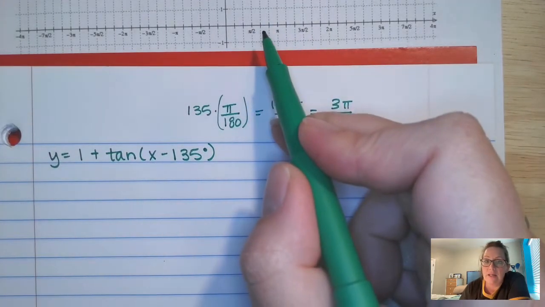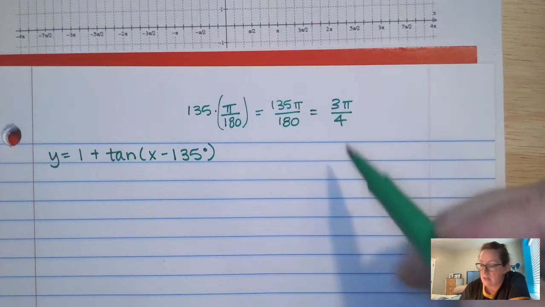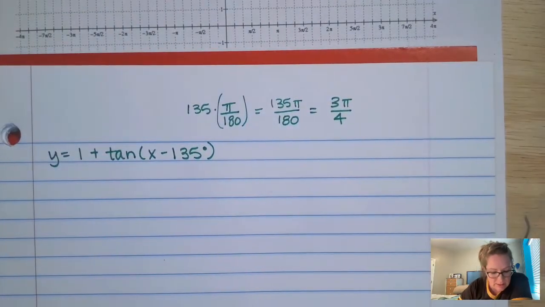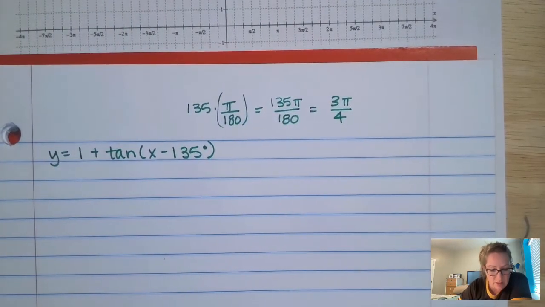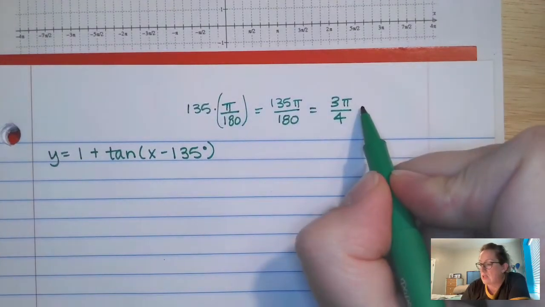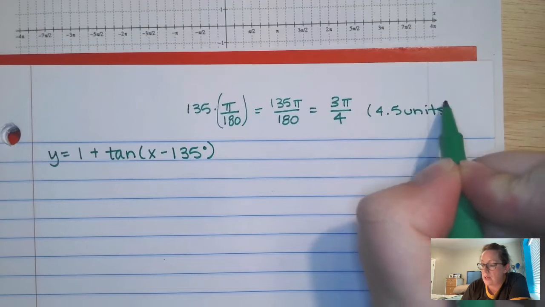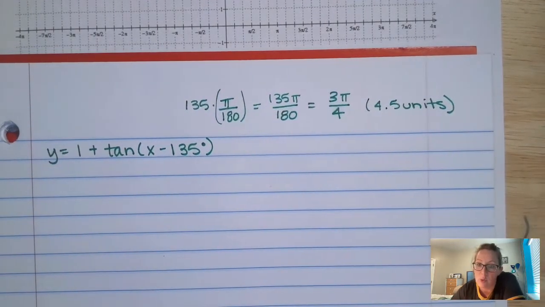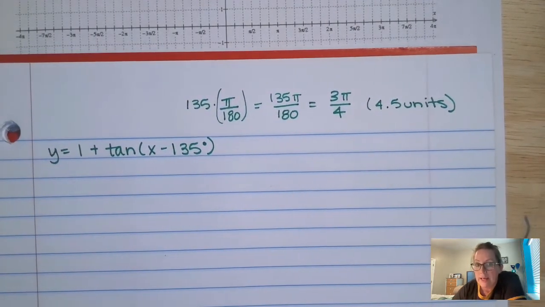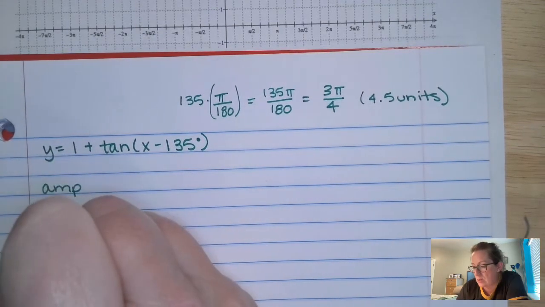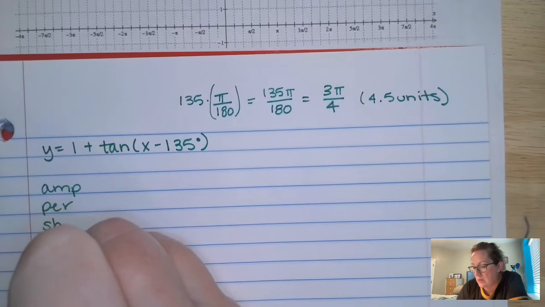Again, these units are by 30 degrees. So if I take 135 and figure out how many units that is, 135 divided by 30 degrees, this is really 4.5 units, which totally depends on what graph paper you are using. Okay, so we talked about finding those important pieces, right?